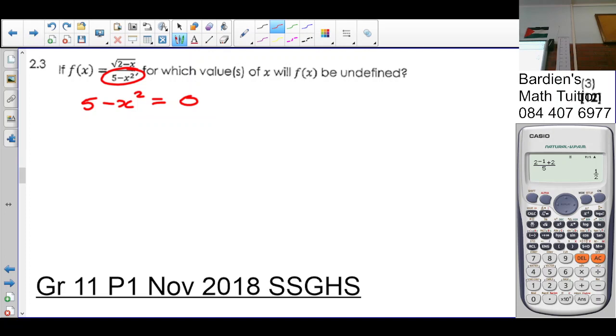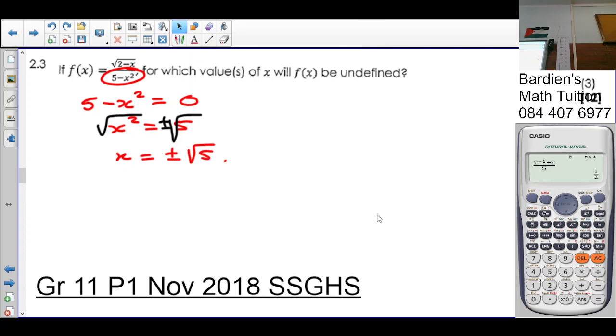So you take x squared over the equal sign, it becomes x squared is equal to 5. To get x on its own, I square root both sides. So if I introduce square root, what must I not forget? Plus minus. So x is equal to plus minus the square root of 5.